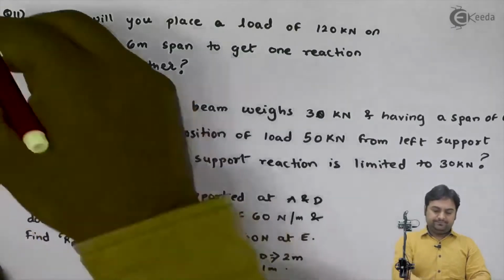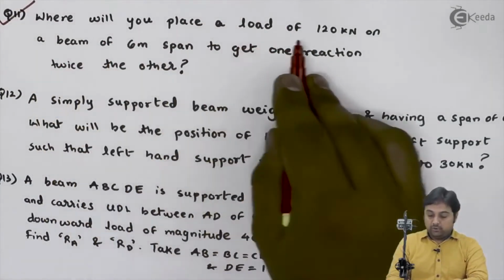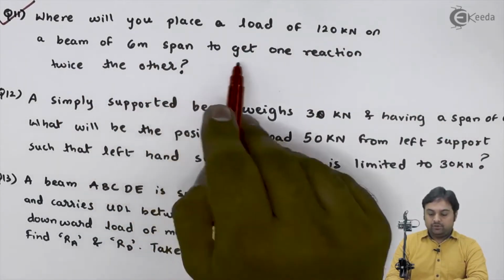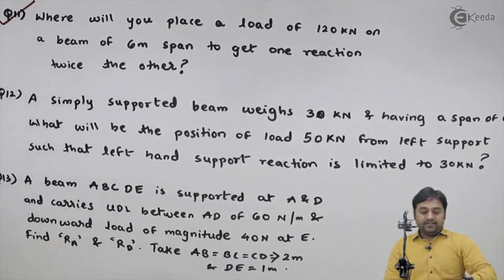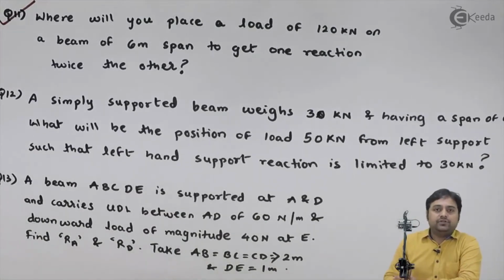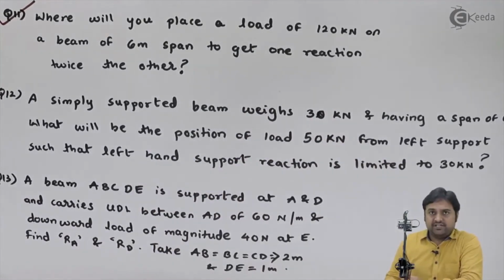Question number 11. Where will you place a load of 120 kilonewton on a beam of 6 meter span to get one reaction twice the other? This question is conceptual, meaning we haven't solved any question like this, where you have been asked to get the length, or the distance at which the load has to be placed. So let us see what we can write for this question.